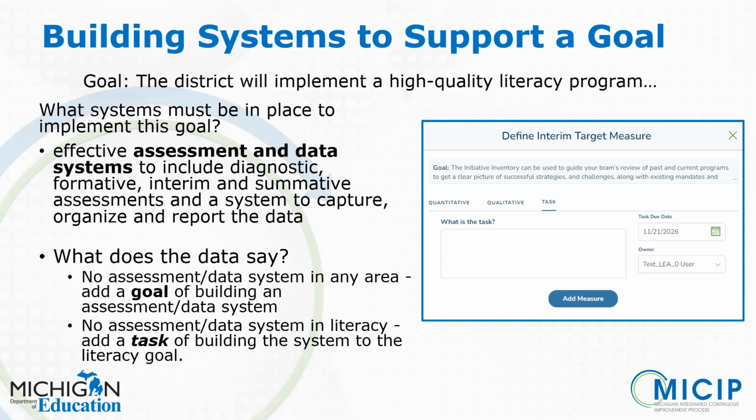The graphic on the slide shows us what that looks like in MICIP. For practical purposes, a task is treated just like an interim target, with a descriptor, a due date, an owner, and a measure.